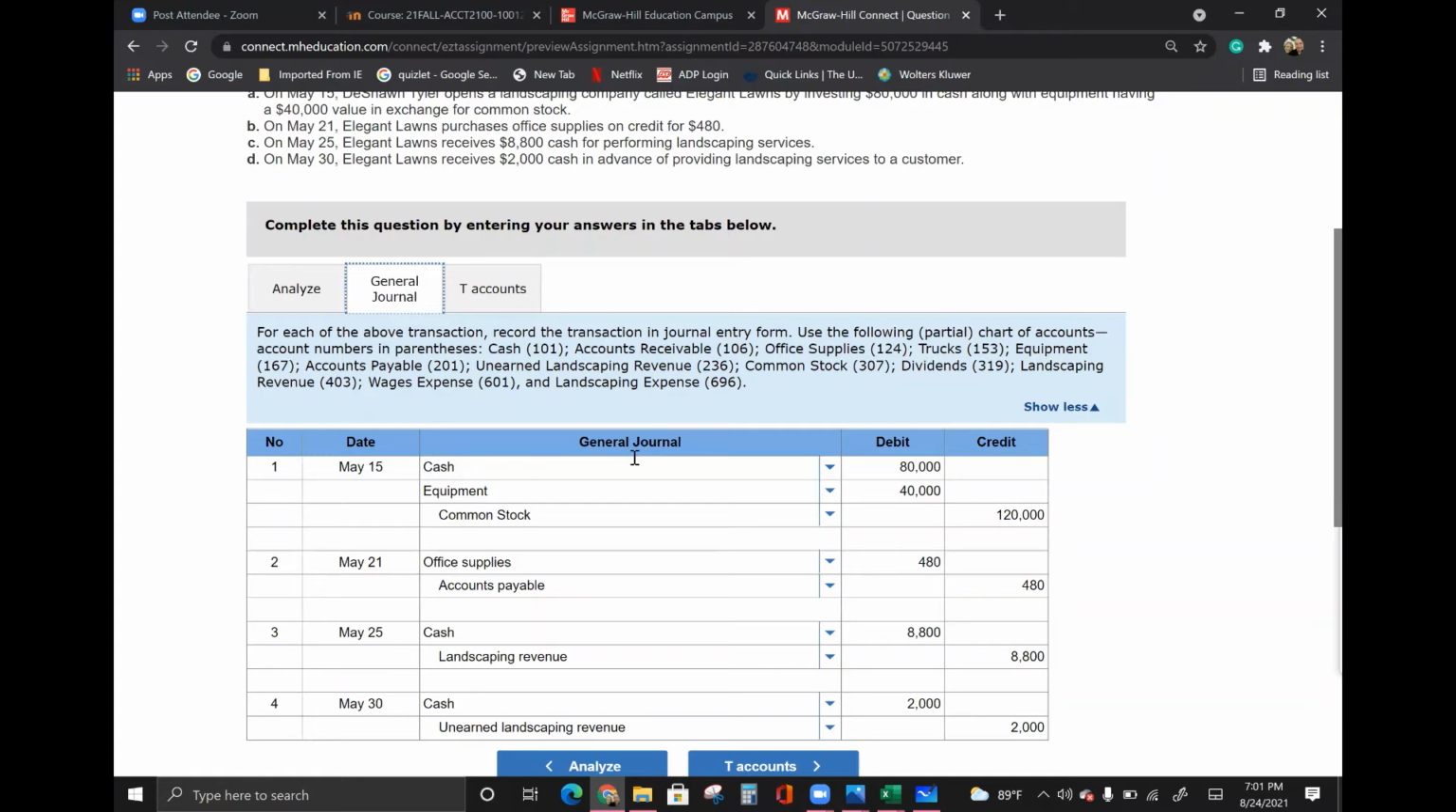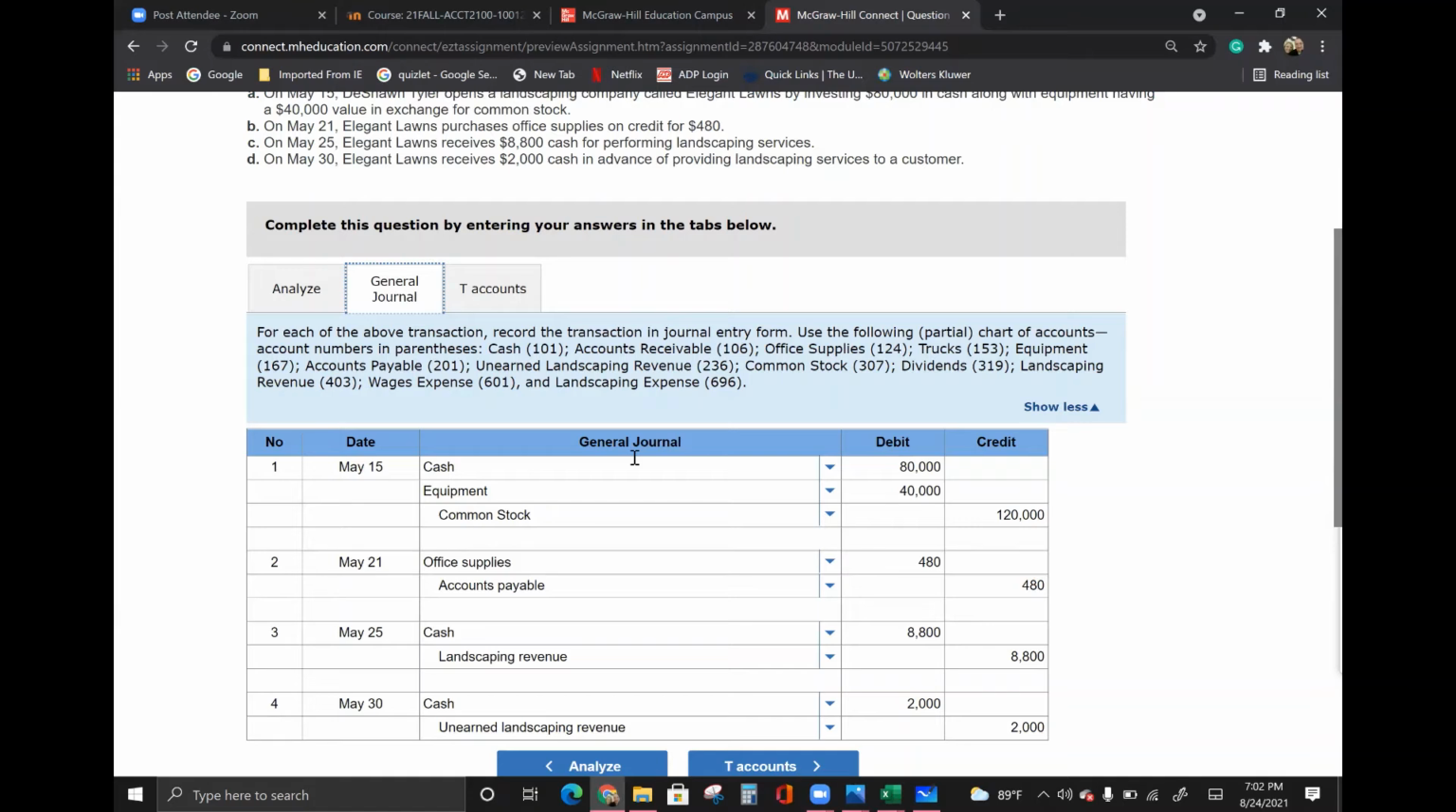Okay. On May 21, when we bought the supplies, we bought them on credit. So we have a debit to office supplies, 480, and we credit accounts payable, 480. My numbers are different than your numbers. Yeah. Okay. Yeah, they'll change. It'll be the same problem, but different numbers. But if you miss some of the problem when you go back to redo it, it should let you keep the same numbers. I have it set so you don't have to start over from scratch.